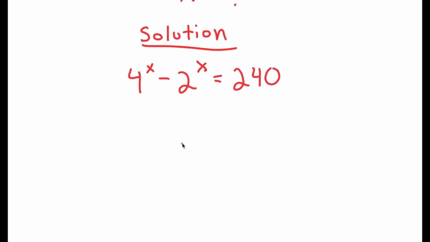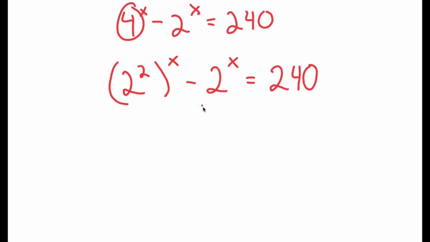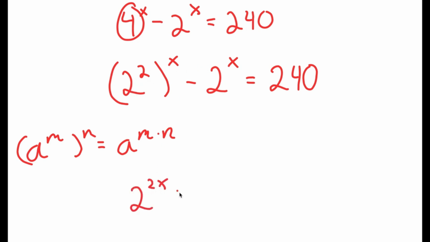And from here, I'm going to rewrite 4 as 2 squared. So I get 2 squared to the power of x minus 2 to the power of x is equal to 240. Now, I can use the property a to the power of m to the power of n is equal to a to the power of m times n. So in this case, 2 to the power of 2 to the power of x is going to equal 2 to the power of 2 times x. So I have this minus 2 to the power of x is equal to 240.